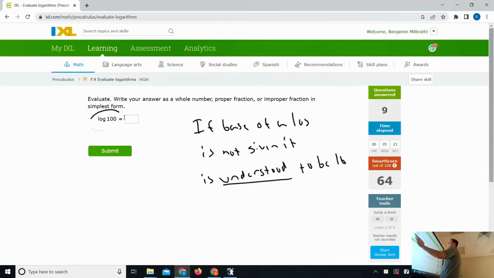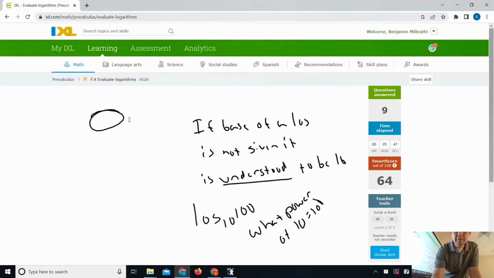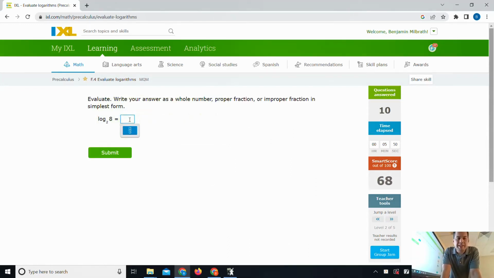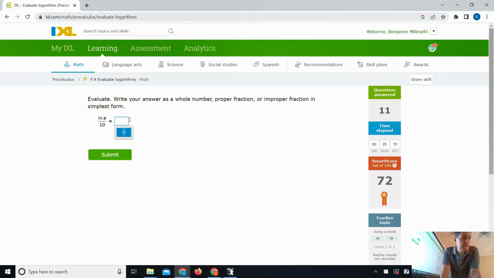So when I look at this thing, I see a logarithm of base 10, whose argument is 100, and what it's asking me is what power of 10, because 10 is the base, is equal to 100. And the answer to that is the number 2. This one is asking what power of 2 creates an 8. That's 3.